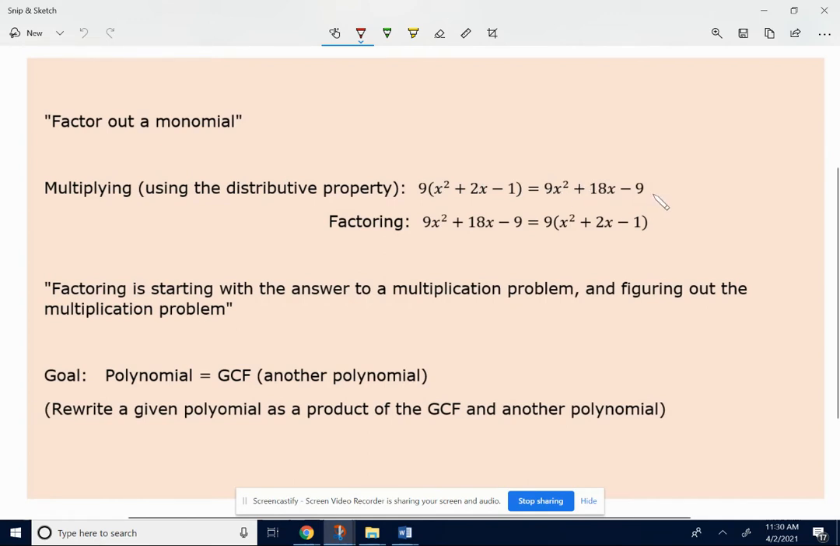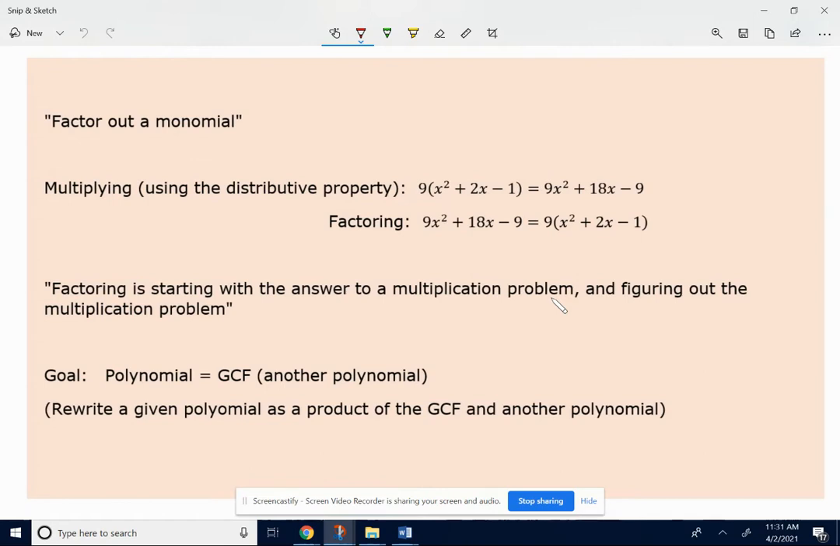That's called multiplication. Factoring is kind of like you're going backwards. You're going to start with 9x squared plus 18x minus 9, and you're going to come up with 9 times (x squared plus 2x minus 1). It's like you're starting with the answer to a multiplication problem, and you want to come up with the multiplication problem. You're starting with the answer, you're trying to come up with the problem.